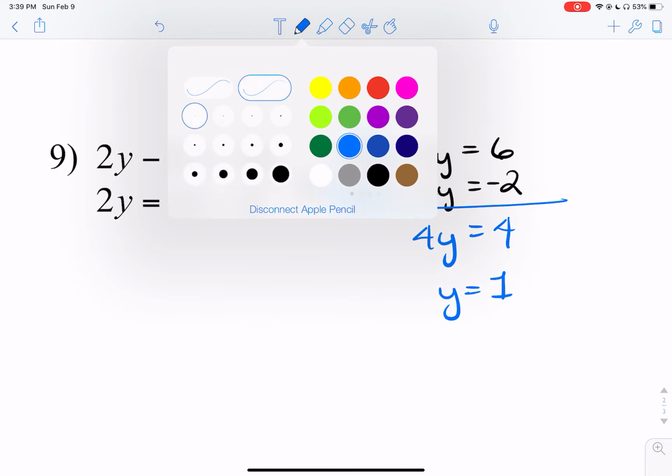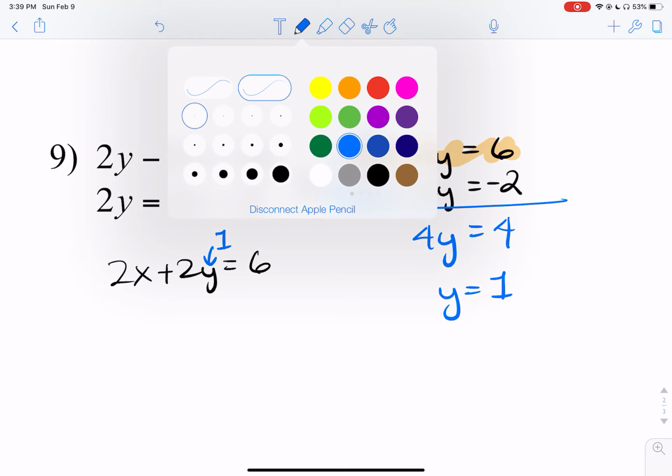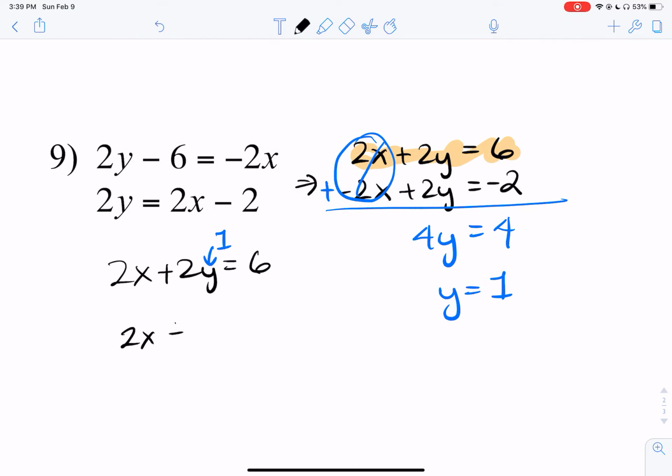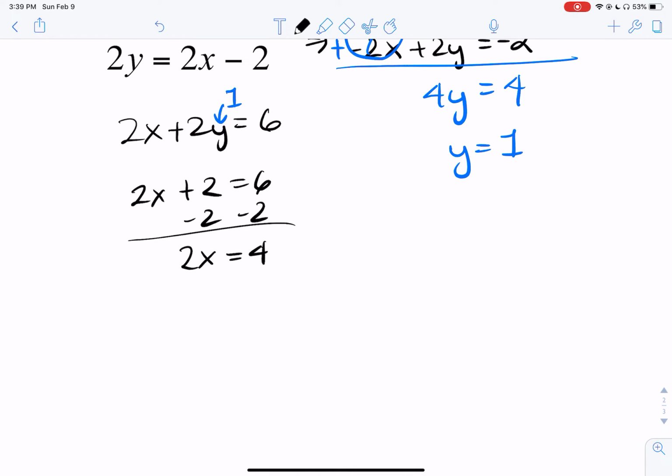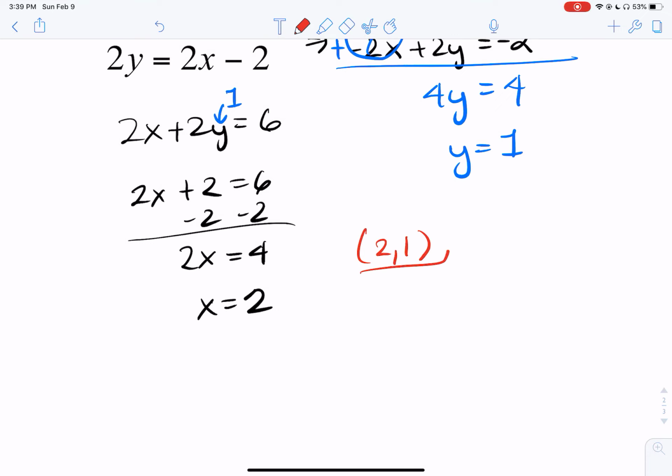So picking the top equation, I'm going to pick this equation right here. 2x plus 2y is equal to 6. I'm going to plug in the number 1 for y yet again. So 2x plus 2 is equal to 6. I subtract 2, and 2x is going to equal 4. So the value of x is 2. Positive 2, 1.